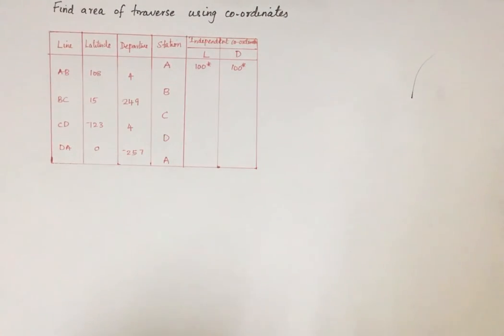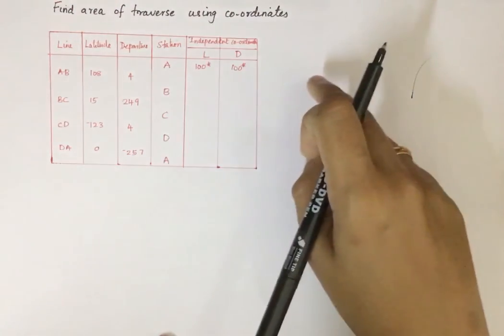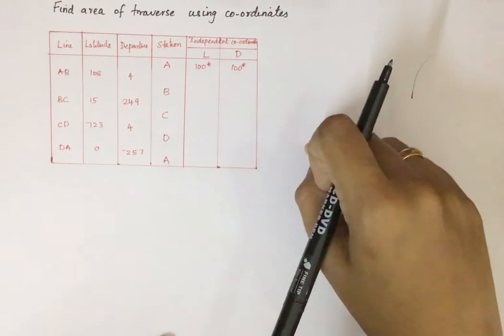Next is how to find the area of a traverse using coordinates. So in this question, they have given the sides AB, BC, CD and DA, and their corresponding latitude and departure. The latitude and departure given in this question are the consecutive coordinates of each side. You can also see the independent coordinates of station A, 100, 100.